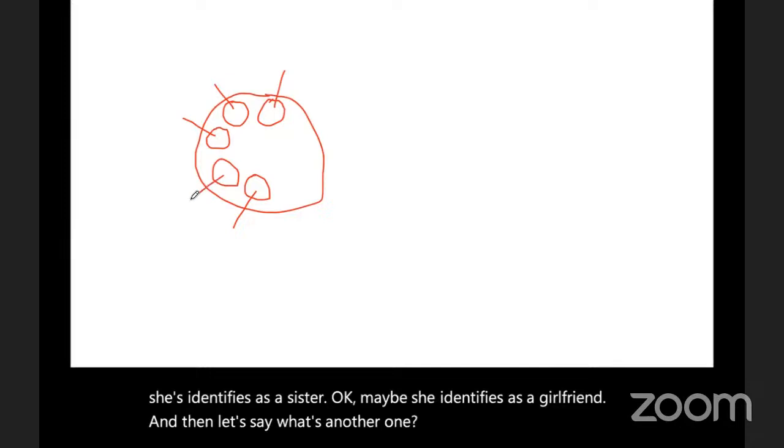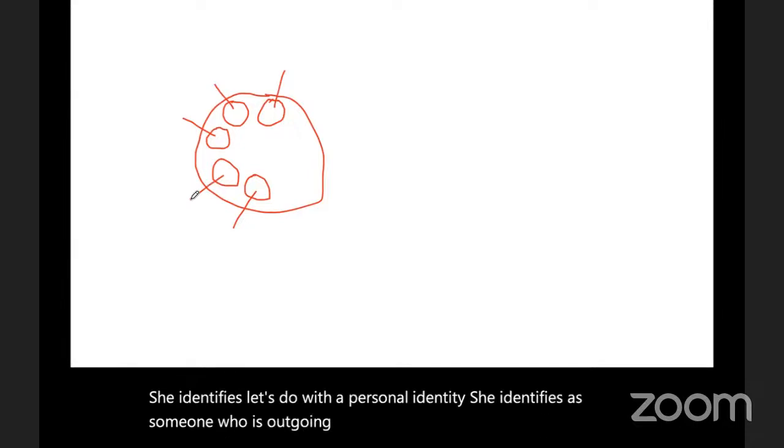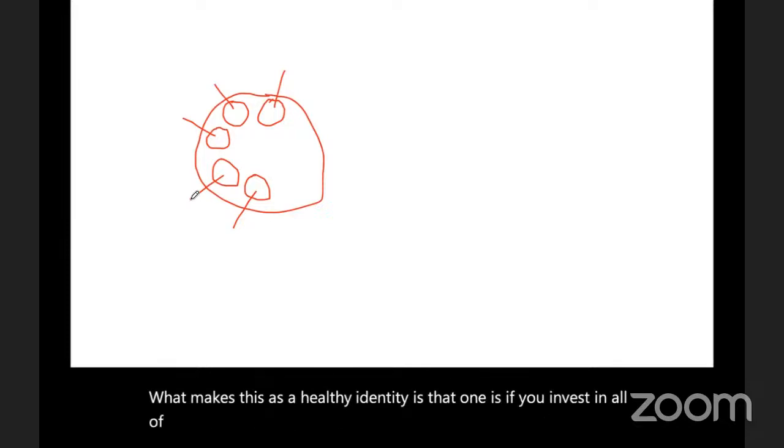She identifies, let's do a personal identity, she identifies as someone who is outgoing and extroverted, okay? Now, what makes this a healthy identity is that if you invest in all of those, you become a whole and more complete person.